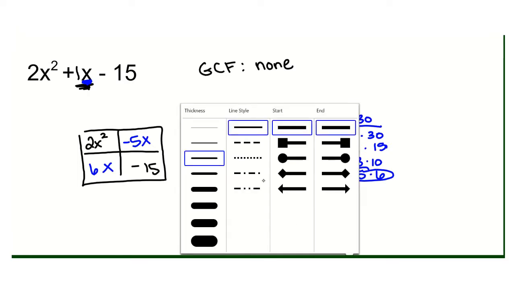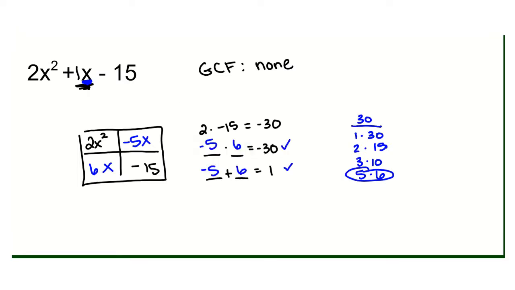Now I can go ahead and find the GCF of each row and each column. The GCF, or greatest common factor, of this top row is x. The greatest common factor of this bottom row is 3. The greatest common factor of this left column is 2x, and the greatest common factor of my right column is 5.